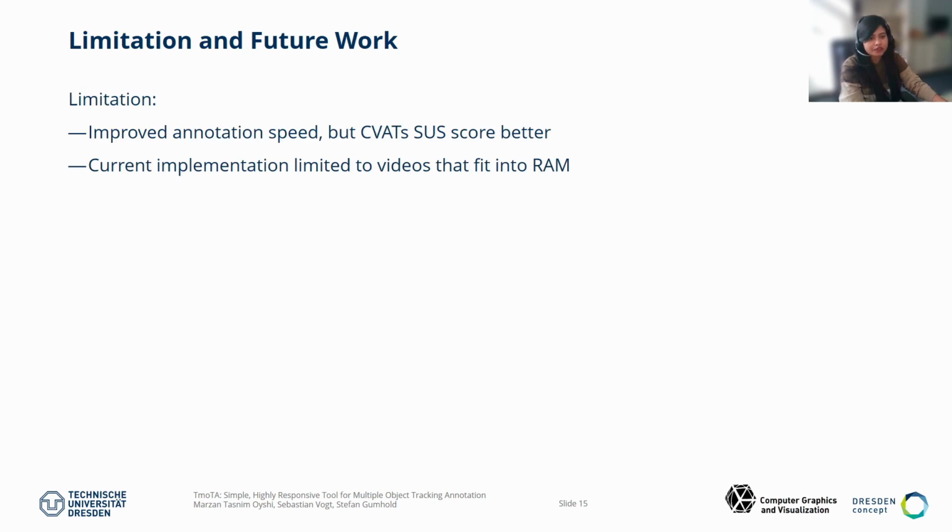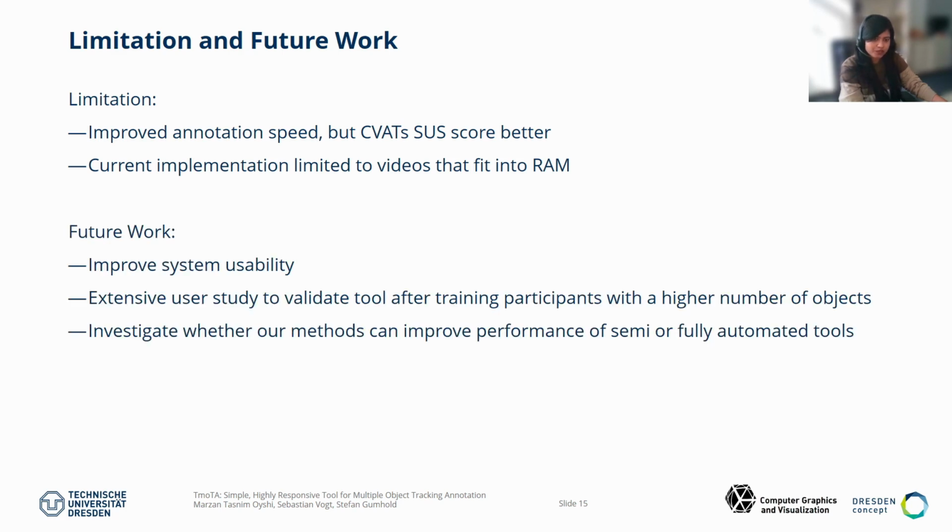Although we have a fast annotation, at the end, the SUS score for CVAT is still better than ours, and like other labeling tools, our tool is limited to video that fits into the main memory. In future, we plan to improve the system usability. We want to conduct an extensive user study with more training. Even though semi-automated tools are faster than TmoTA, we see a high potential that our ideas can speed up semi-automatic tools even further, and we want to investigate this in future.